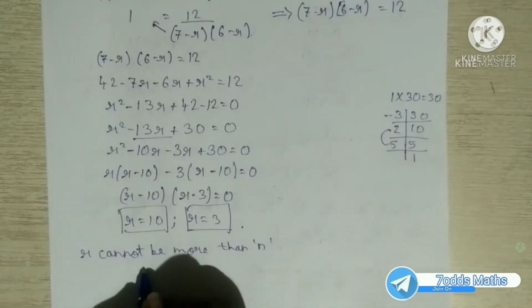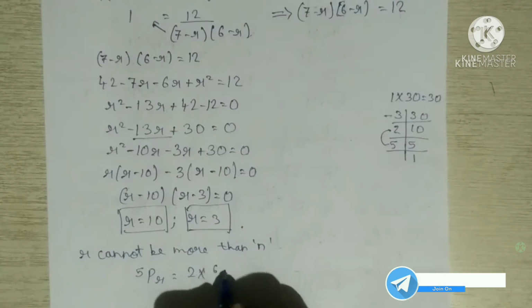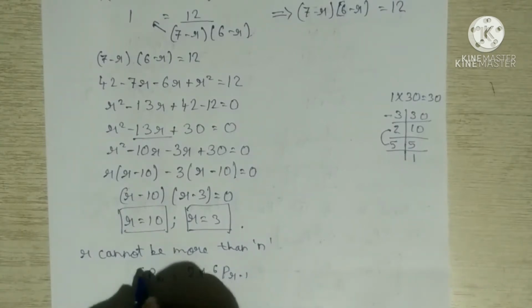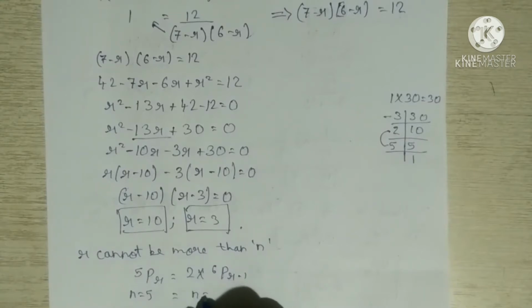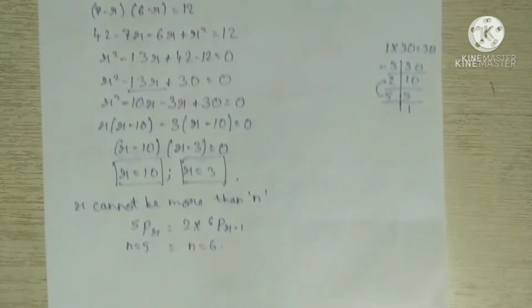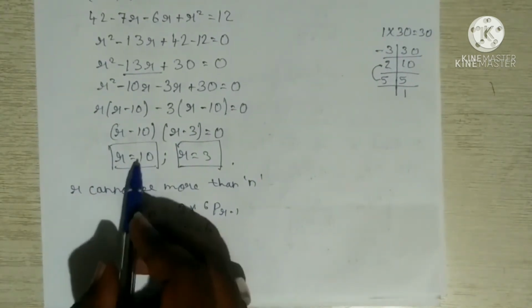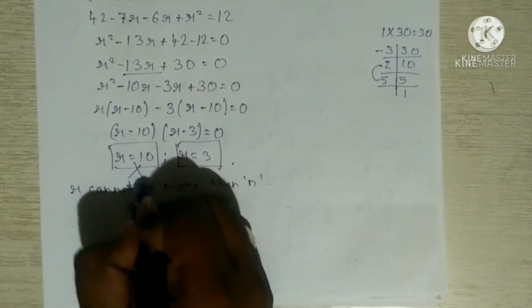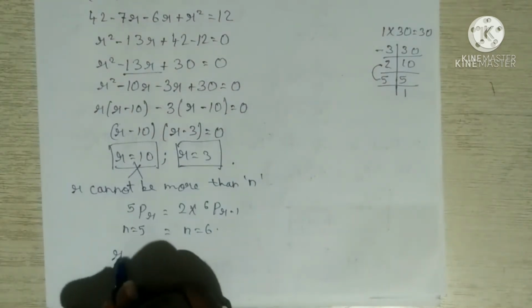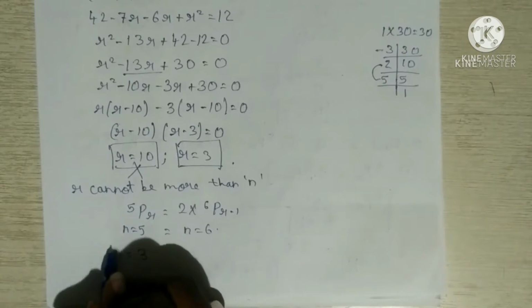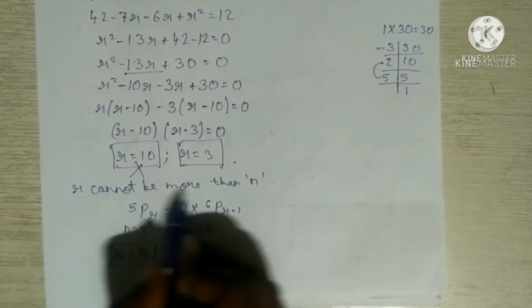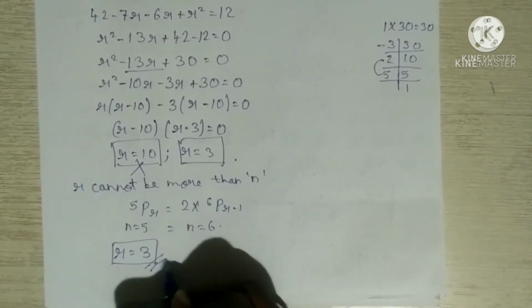Okay, our given question is 5pr is equal to 2 into 6p(r minus 1), where n is equal to 5 in this term, and n is equal to 6 in this RHS side. Okay, so 5, 6 is not greater than 10, so this cannot be r. R is equal to 3. R will be lesser than n. R cannot be more than n, so r is equal to 3.